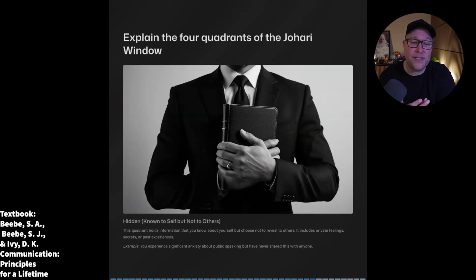Hidden is known to self but not to others. This quadrant holds information that you know about yourself but choose not to reveal to others. It includes private feelings, secrets, or past experiences. For example, you experience significant anxiety about public speaking, but have never shared this with anyone.